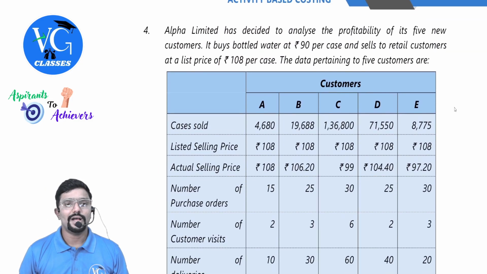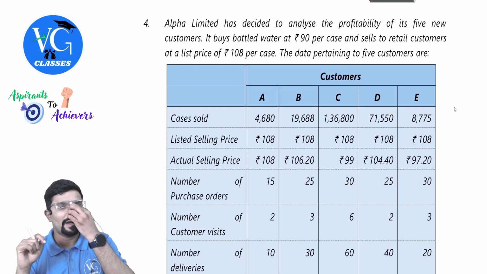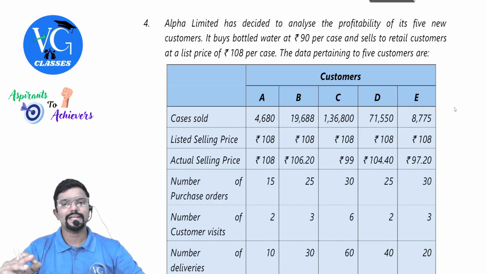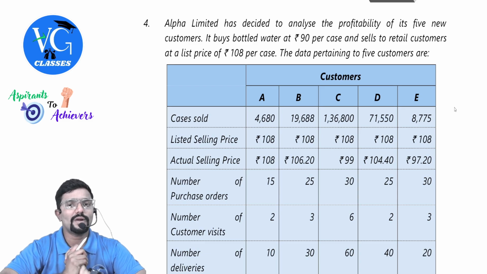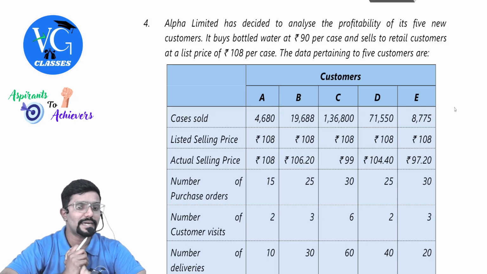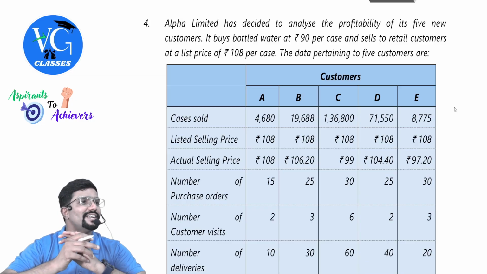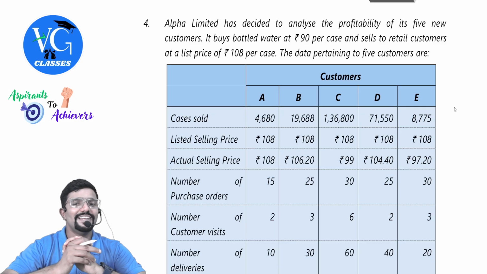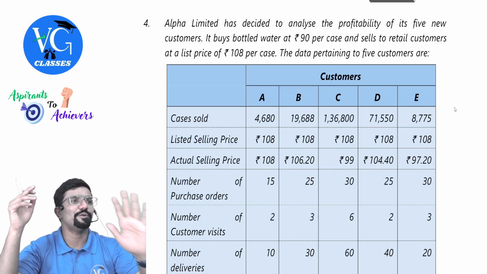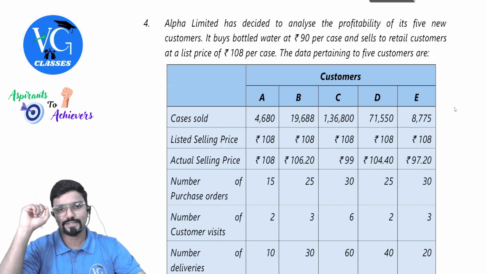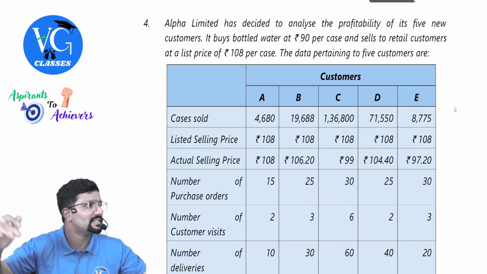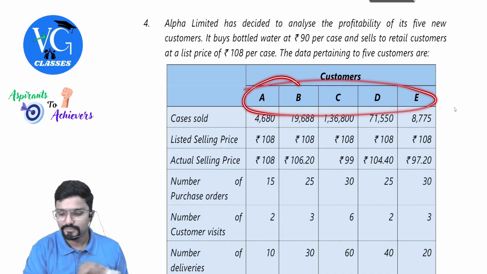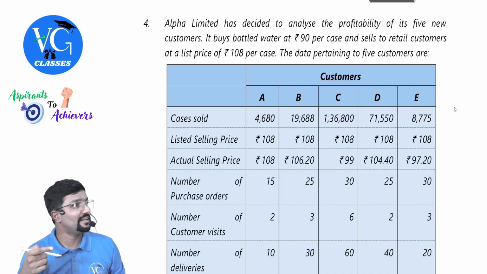Question number 4. Alpha Limited has decided to analyze the profitability of its 5 new customers. It buys bottled water at 90 rupees per case and sells it to retail customers at a list price of 108. What is the gross profit? 18 rupees per case. The data pertaining to 5 customers are as follows. What is the cost object here? Customers. A, B, C, D, E.